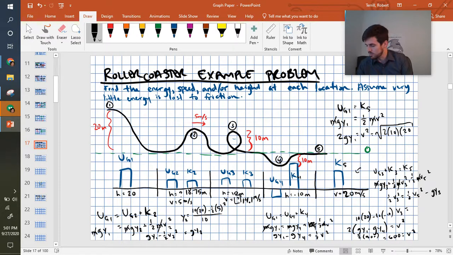I feel like I just messed up somewhere. I guess I'm okay. Yeah, I think I'm okay. So it's the square root of 600, which is not a number I know off the top of my head. Well, whatever. The velocity equals the square root of 600 meters per second. And that's how you do the roller coaster energy problem.